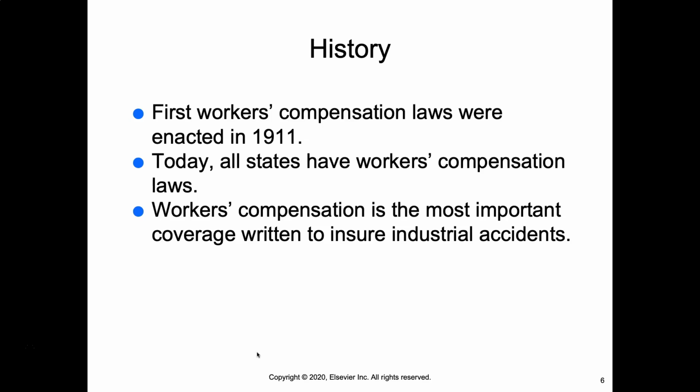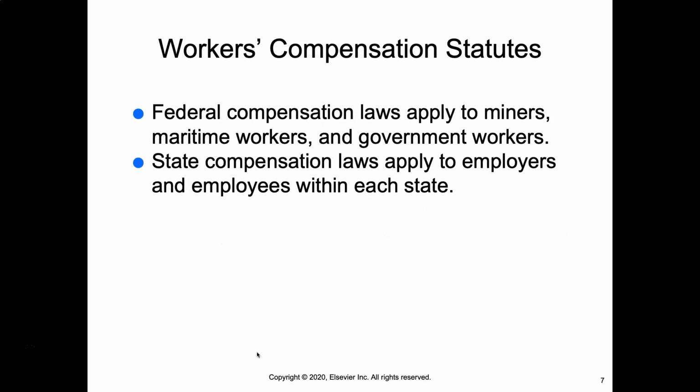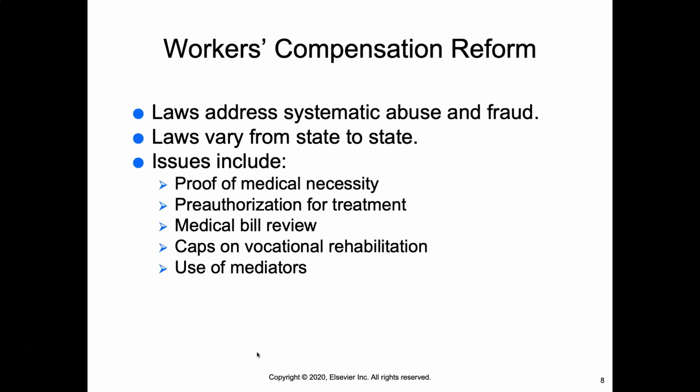Workers' compensation is the most important coverage written to insure industrial accidents because workers' compensation is all about happening on the job or happening while you're working or being related to the job. The first thing we need to know is that federal compensation laws apply to miners, maritime workers, and government workers. That's who the federal laws apply to. State laws apply to employers and employees within each state. So for most of us, we're never going to be covered under the federal laws. It'll always be a state law that we go to for our coverage.